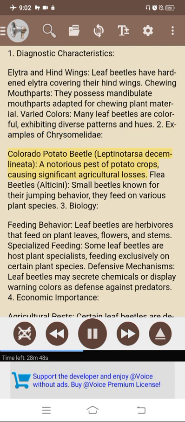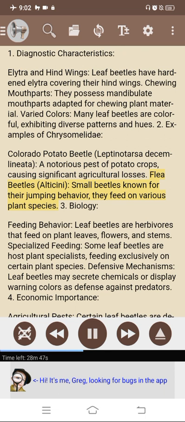2. Examples of Chrysomelidae. Colorado potato beetle, Leptinotarsa decemlineata, a notorious pest of potato crops, causing significant agricultural losses. Flea beetles, Alticini, small beetles known for their jumping behavior. They feed on various plant species.